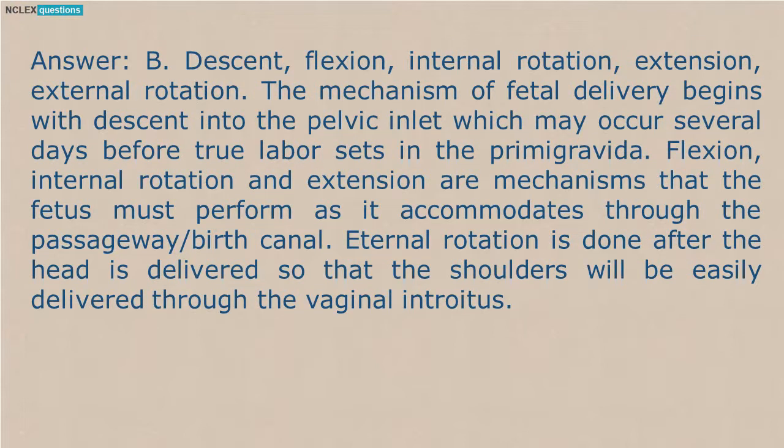Answer, B. Descent, flexion, internal rotation, extension, external rotation. The mechanism of fetal delivery begins with descent into the pelvic inlet, which may occur several days before true labor sets in the primigravida. Flexion, internal rotation and extension are mechanisms that the fetus must perform as it accommodates through the passageway, the birth canal. Internal rotation is done after the head is delivered so that the shoulders will be easily delivered through the vaginal introitus.